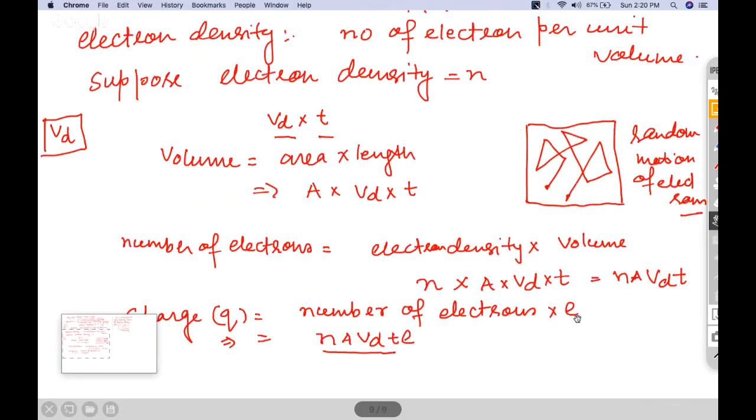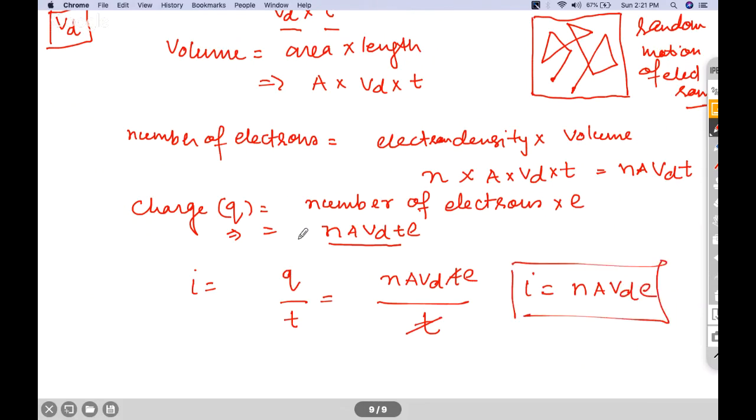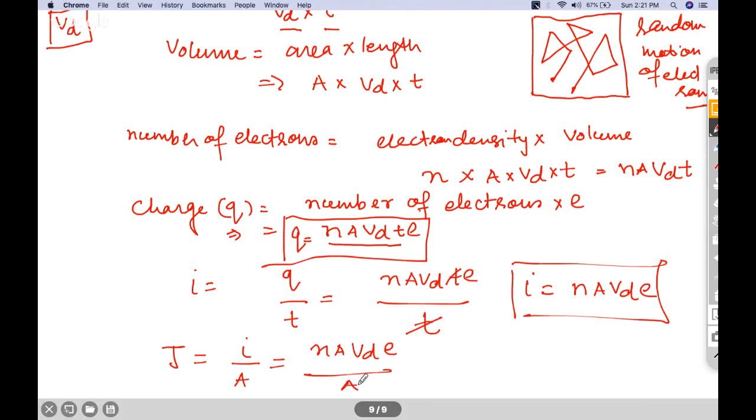Now let me go to current. Current is equal to Q divided by t. So current would be n A Vd t e divided by t. So t and t cancel. I comes out equal to n A Vd e. Remember these formulas, direct questions come from here. And J would be equal to I by A. So n A Vd e divided by A, and A cancels. It gives me n Vd e. So J is nothing but n Vd e. This is the current density.